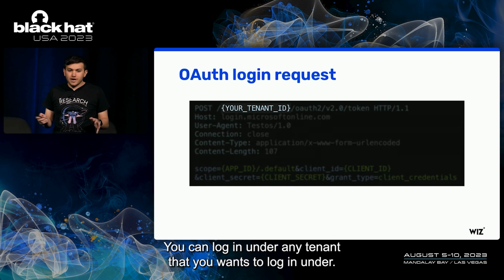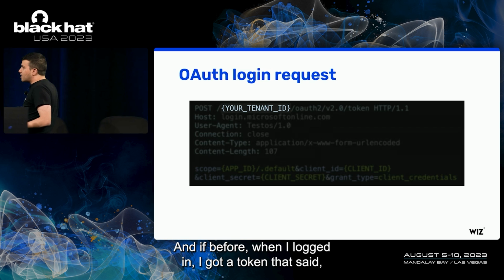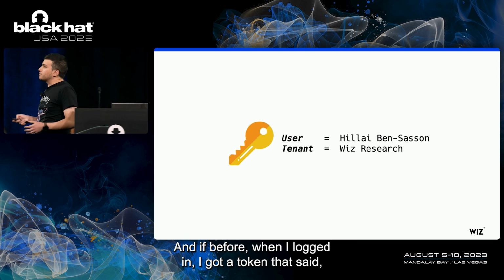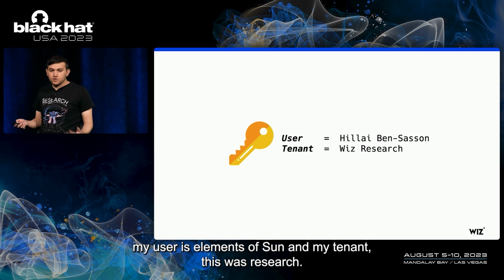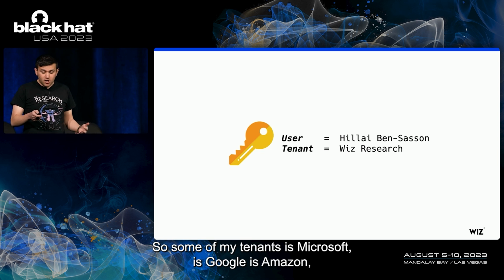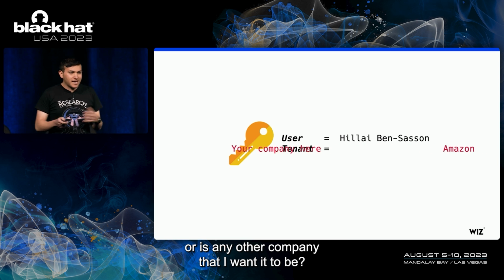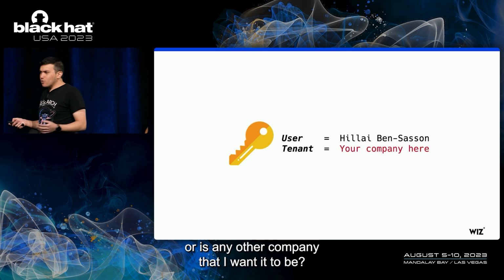You can log in under any tenant that you want to log in under. If before, when I logged in, I got a token that said my user is Hillai Ben-Sasson and my tenant is Wiz Research, I can now create a token that says my user is Hillai Ben-Sasson, but my tenant is Microsoft, is Google, is Amazon, or is any other company that I want it to be. Why is this dangerous?